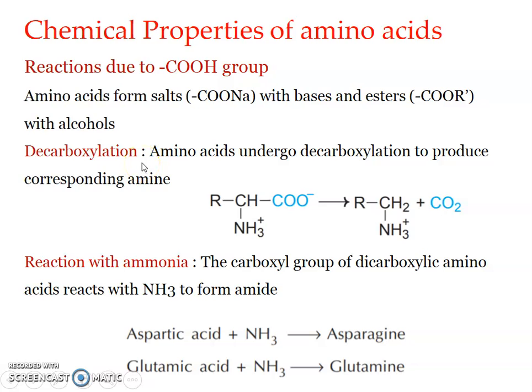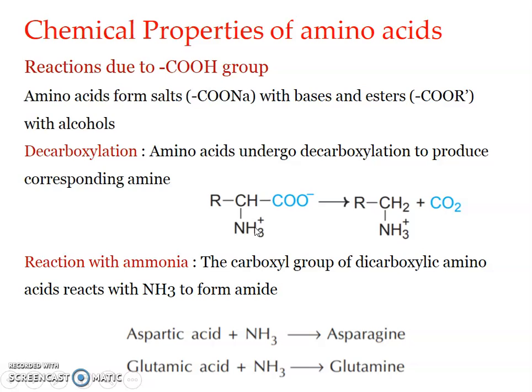Then it can undergo a decarboxylation reaction, and when it does, it produces the respective amines. So you can imagine the decarboxylation reaction of amino acids can give rise to various kinds of biologically active molecules. Decarboxylation means it releases carbon dioxide, and when it releases carbon dioxide, it produces the corresponding amine.